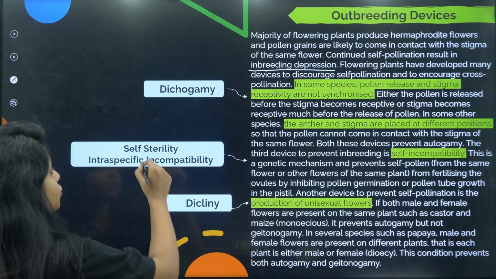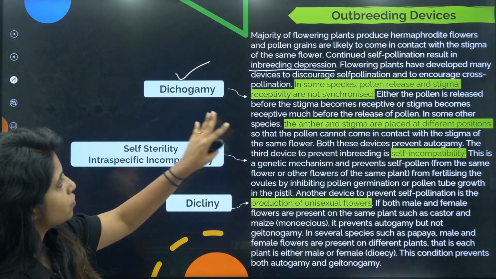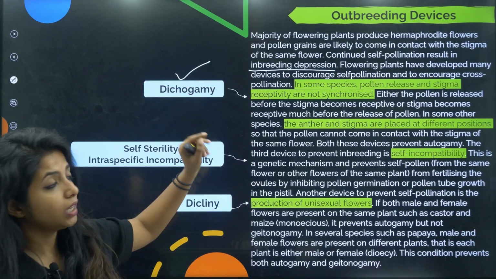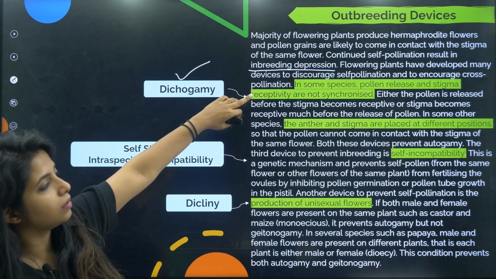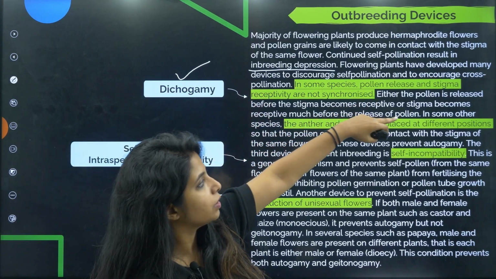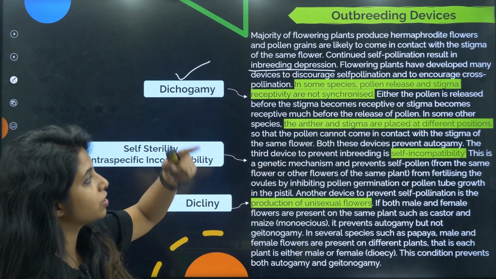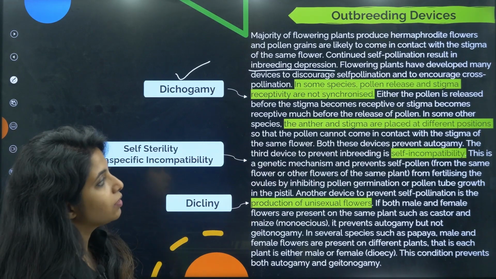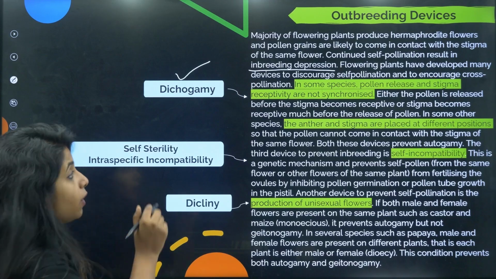Children, this process has a scientific name also. This is known as dichogamy. What do you mean by this whole point that is being explained over here? Either the pollen is released before the stigma becomes receptive, or the stigma becomes receptive much earlier than the release of the pollen. That is what you mean by this particular statement. So, that is one point. You have to remember the points.